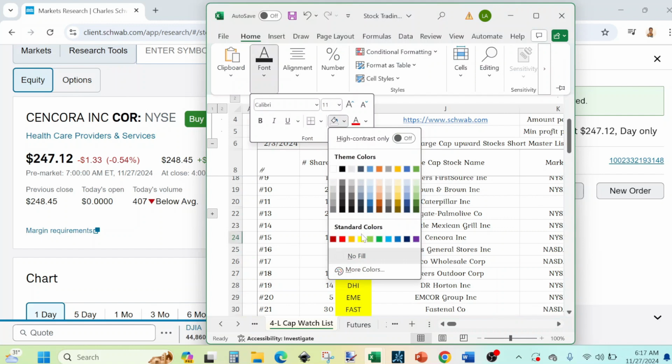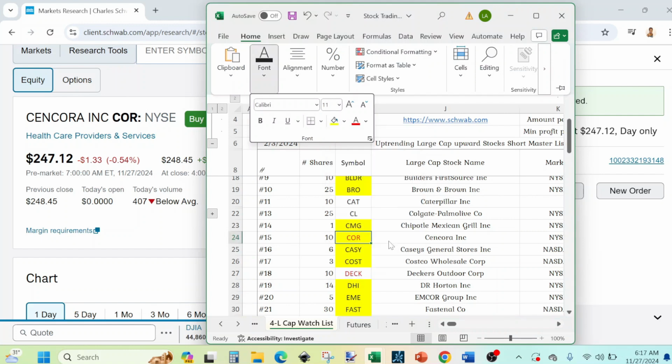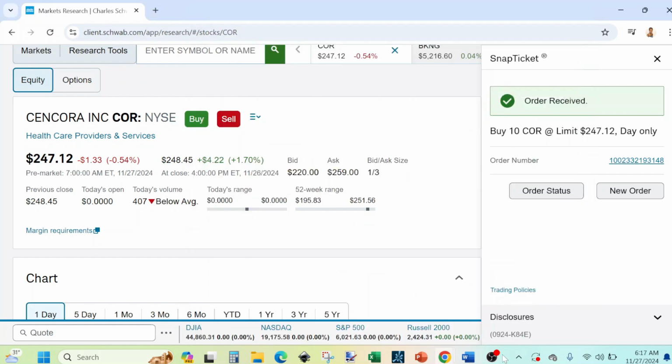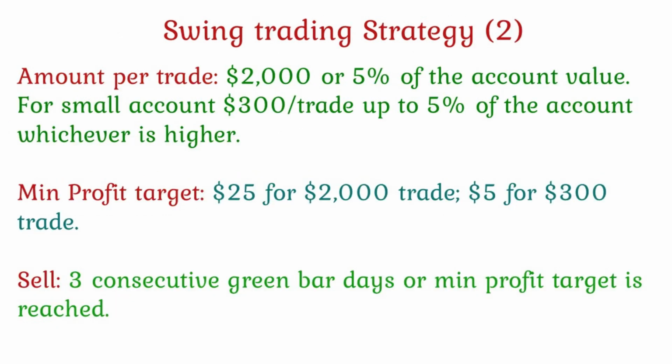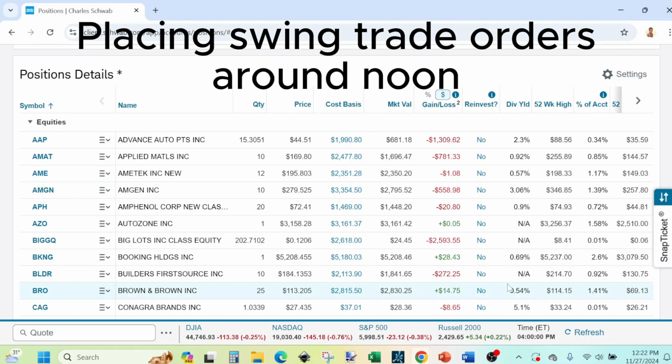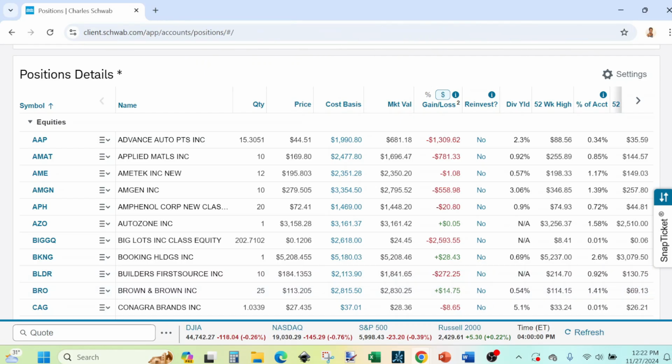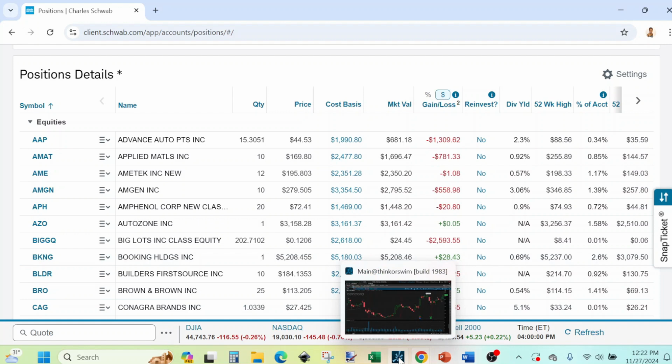So I went ahead and highlighted that stock on our watch list. And since I'm off today and the market is open around noon, I went back inside the account to do our daily swing trade. And this is our swing trading strategy that we are going to use: with a minimum profit of $25, we will sell it.